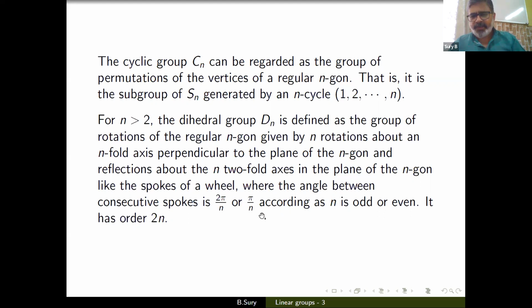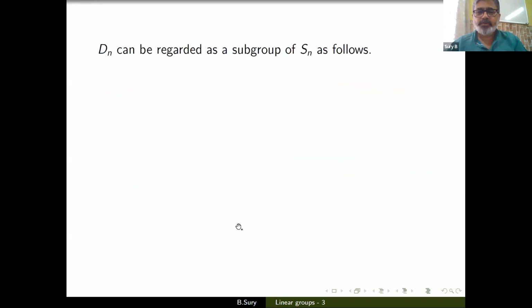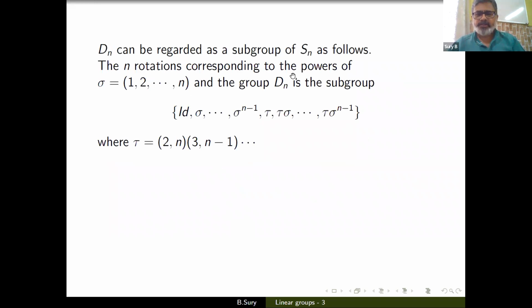So we can again view it as a permutation group also. If you just name the vertices, you can think of it as a permutation group. So this is one way of looking at all these groups as permutation groups, as I mentioned here, as subgroups of Sn. The n rotations correspond to the powers of sigma, and the group is the subgroup generated by this. So this is a familiar form of writing the dihedral group.